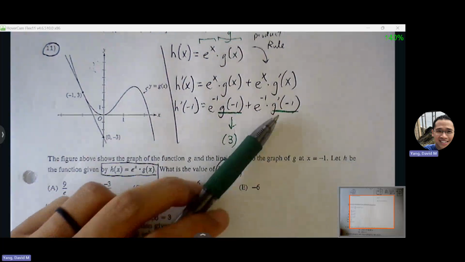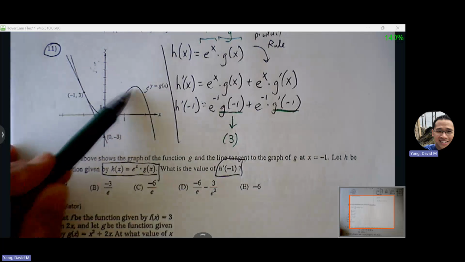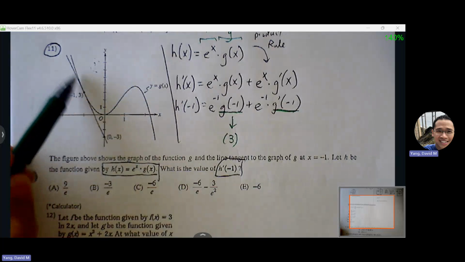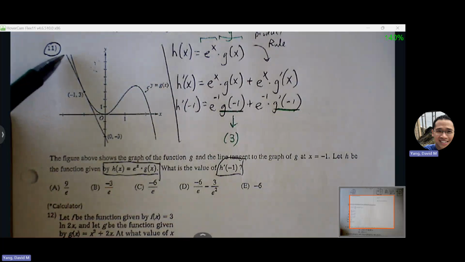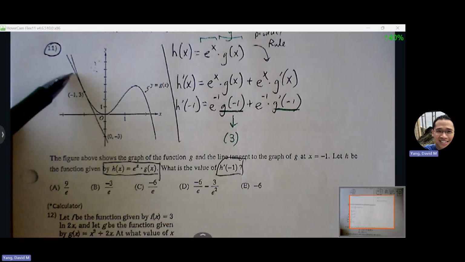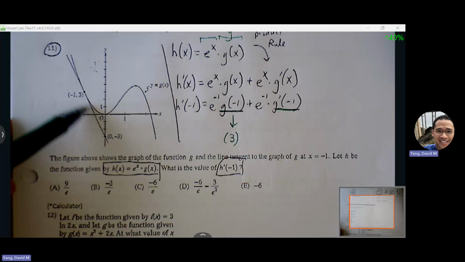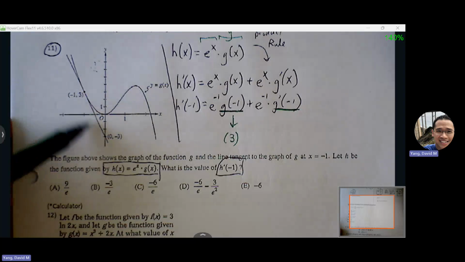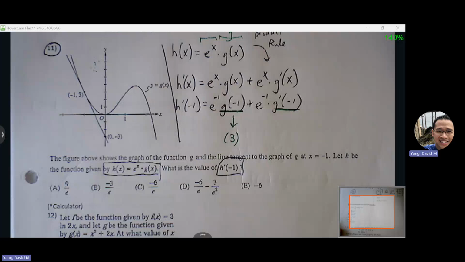But then it's also asking for g prime of -1, which is the slope of this curve at that point. Now, we don't have a g function to find the derivative, but we do have this line here. We know this is the tangent line. That tangent line is helpful because it shares the same slope as the curve at that point. So if I can figure out the slope of this line, then I also have the slope of the curve at that point.